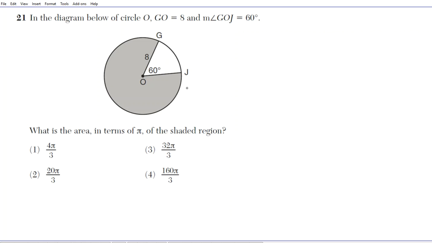So what we're looking at here is the area of this shaded region, which is known as a sector. A sector is a fraction of an entire circle. So let's go ahead and write down the formula for calculating the area of a sector. The formula is as follows.